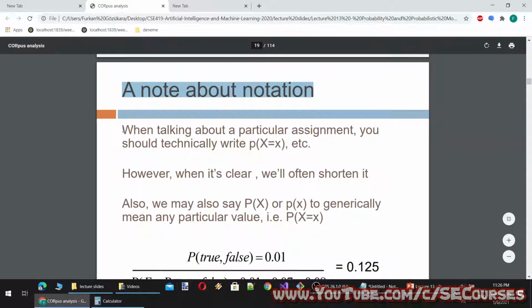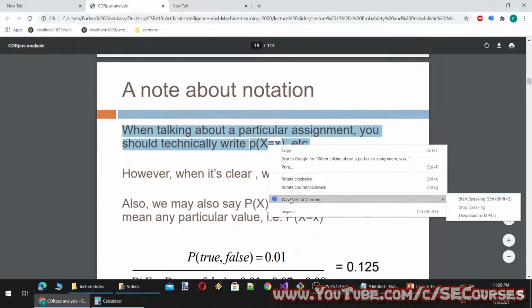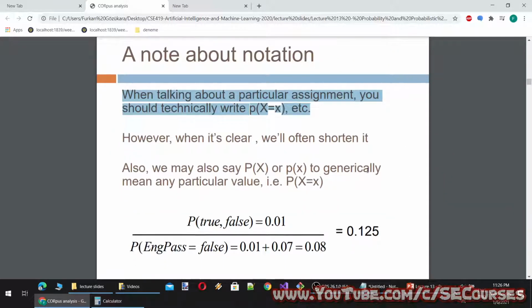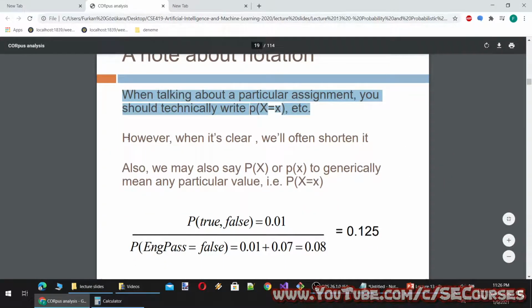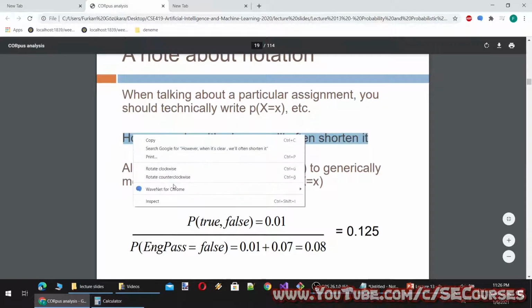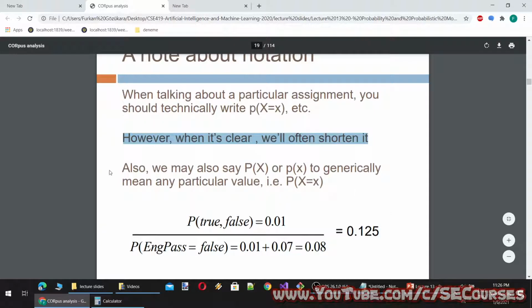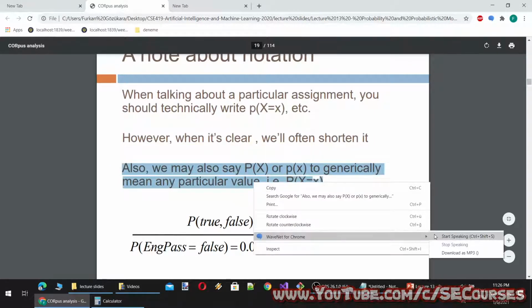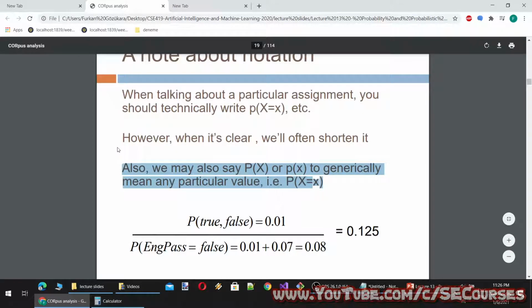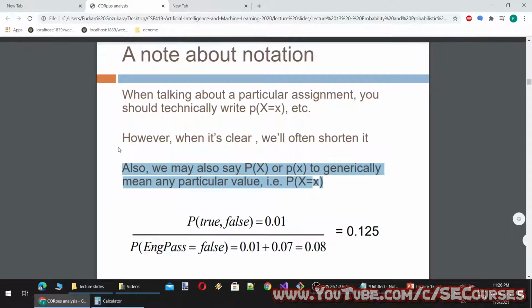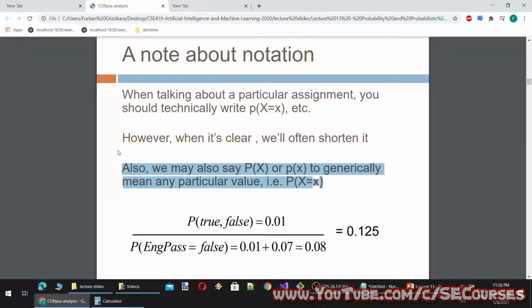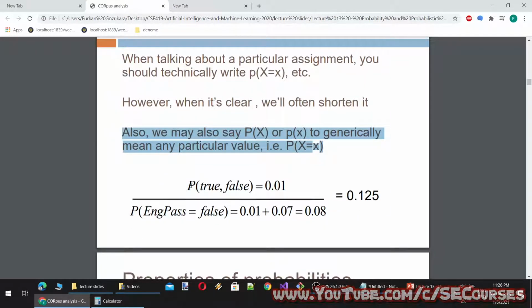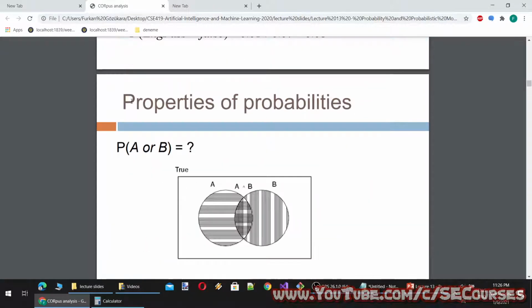A note about notation. When talking about a particular assignment, you should technically write P(X = x), etc. However, when it's clear, we'll often shorten it. We may also say P(X) or P(x) to generically mean any particular value, i.e. P(X = x). So P(true, false) is like this. Okay, we have seen that.